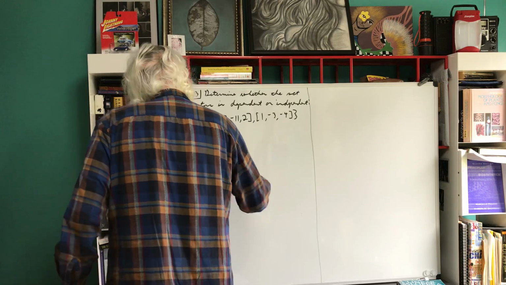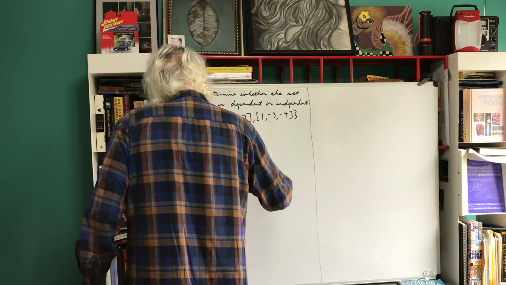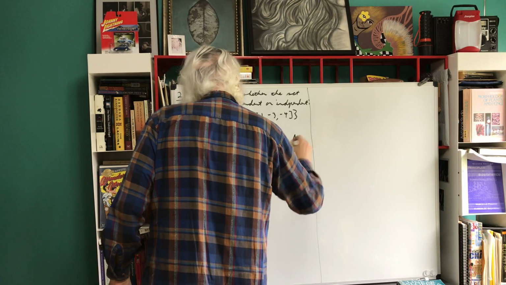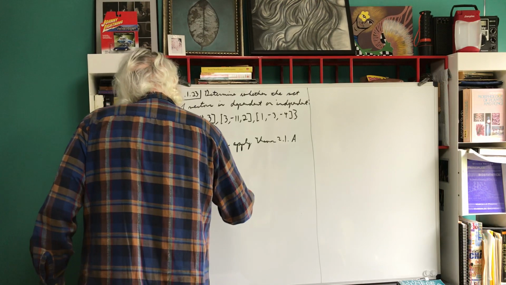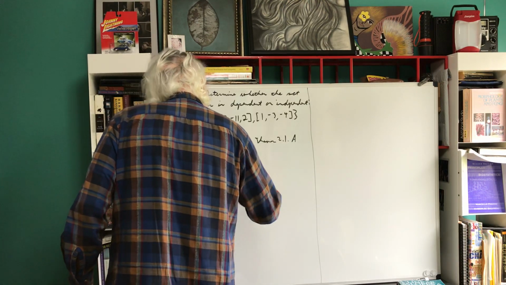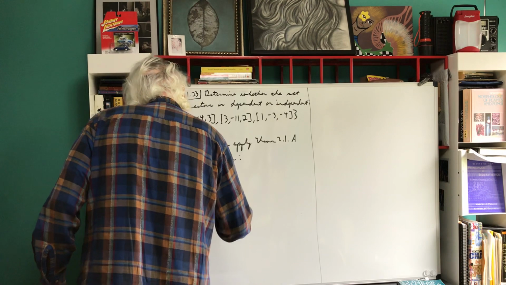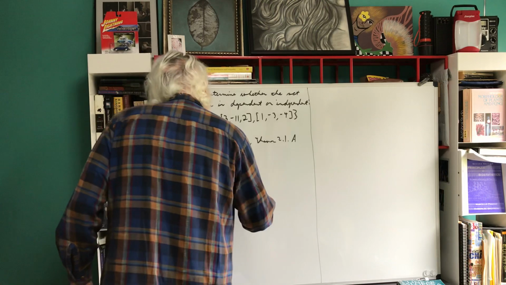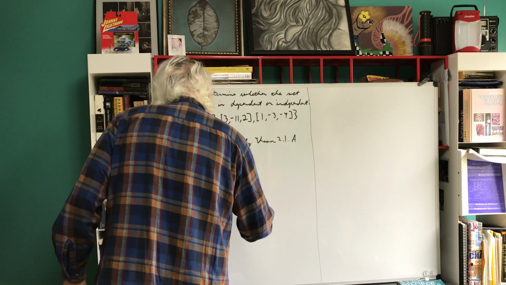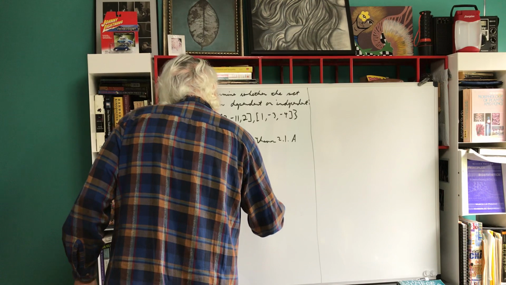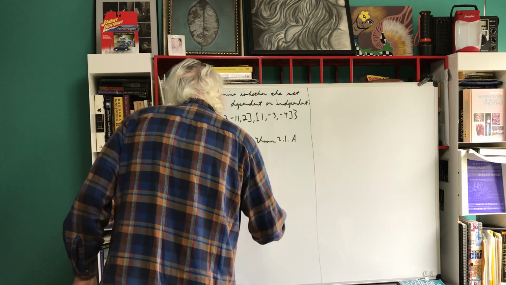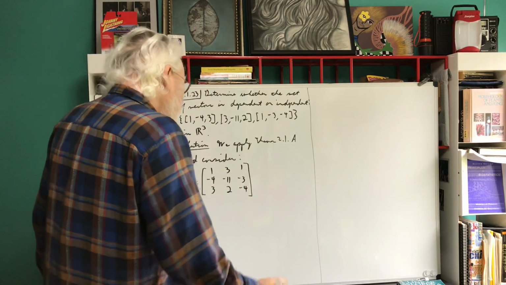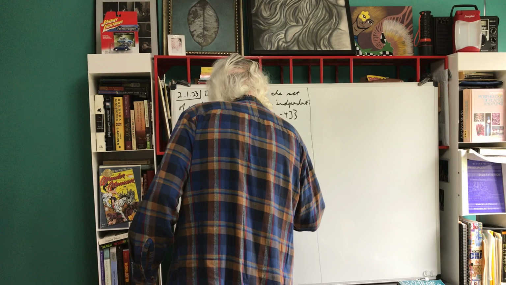So we apply theorem 2.1.A and consider a matrix that has these vectors as its columns. In essence, what we're finding is a basis for the column space of matrix A. Let's let Wolfram Alpha do the row reduction.